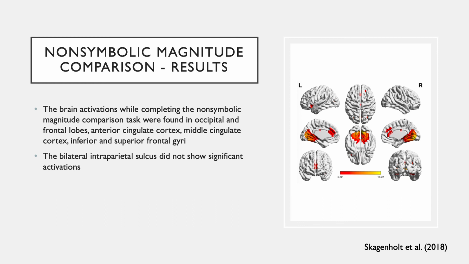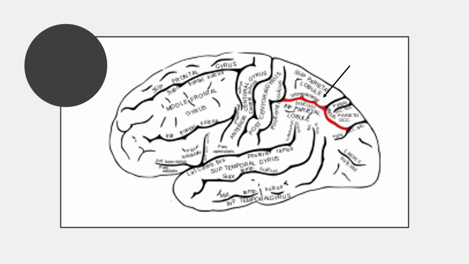After the completion of a region of interest analysis, there were no significant activations found in the intraparietal sulcus, which goes against the prediction that all three tasks would show activation of the IPS. Here's an image to give a location of the intraparietal sulcus. It is the line highlighted in red, however, I have added an arrow as well to make this more clear.